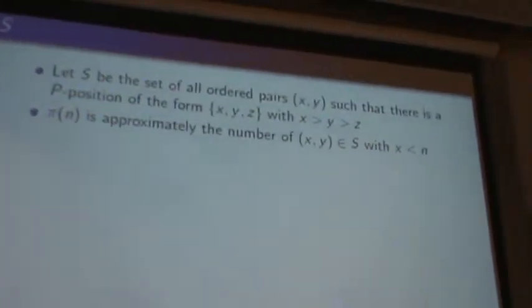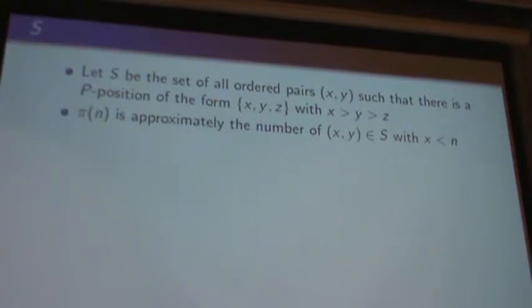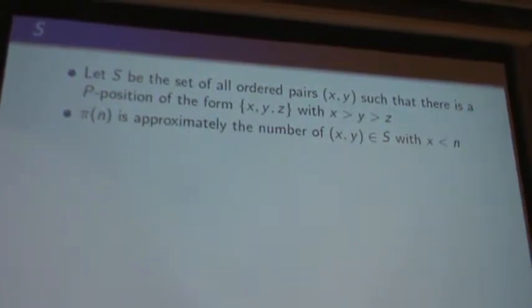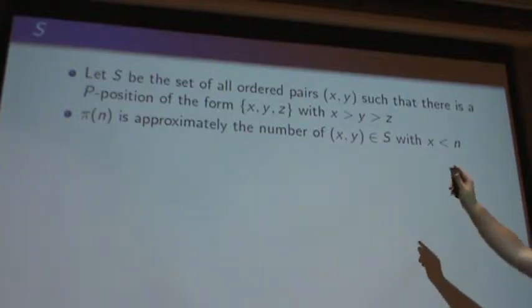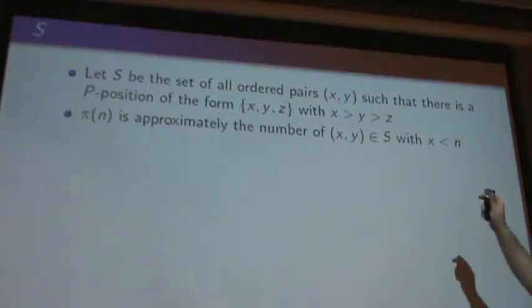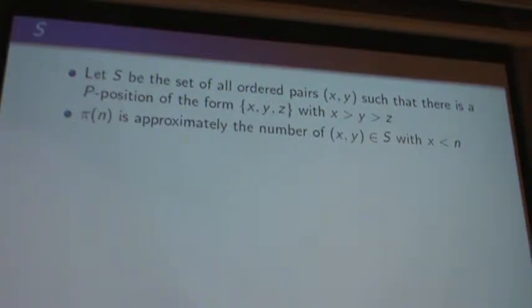All right, so to prove this, I'm going to define a set that is going to have properties similar to this pi of n thing, but it's going to be slightly different. So I'm just going to define this set. Let S be the set of ordered pairs x, y, such that there is a p position of the form x, y, z, with x greater than y greater than z.